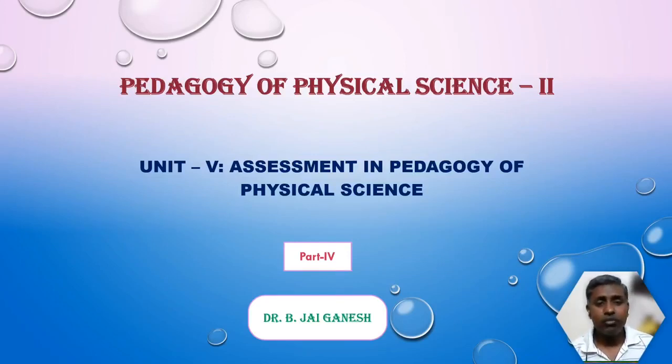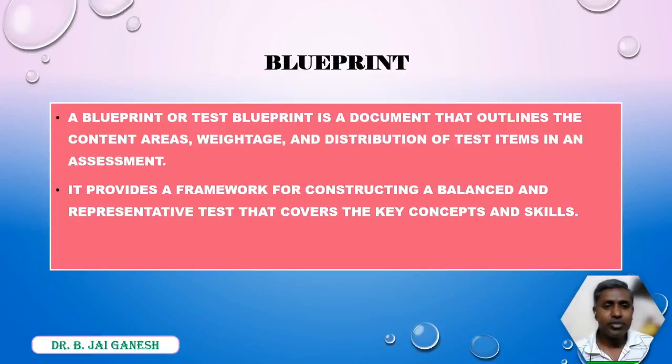Now, how we have to distribute the test items in a variety of objectives, that is important. So these things are to be discussed in this unit, that is nothing but blueprint. The blueprint is a document that outlines the content area of a particular subject, how we have to give weightages for every title of the particular content, and the distribution of test items in an assessment. For example, the pattern of question paper, how we have to arrange the question patterns for construction of a test.